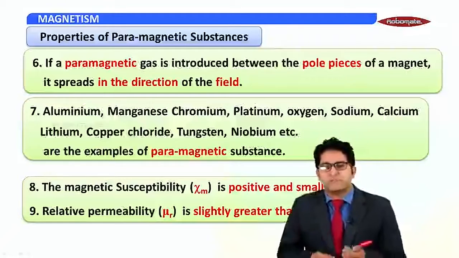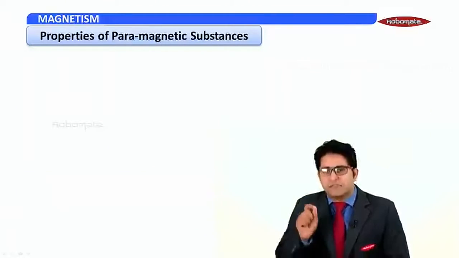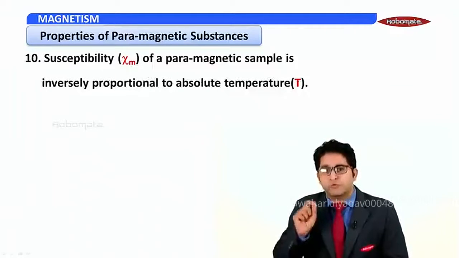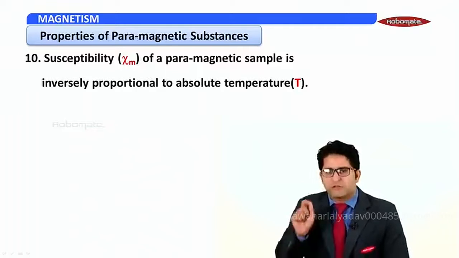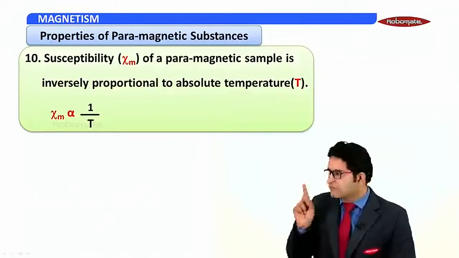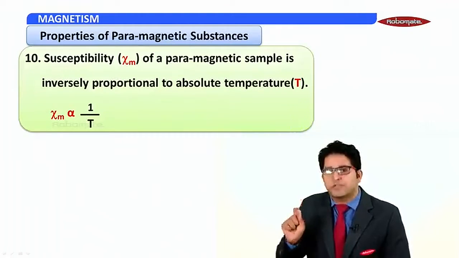For a paramagnetic substance, the magnetic susceptibility is inversely proportional to absolute temperature, so I can write χm is directly proportional to 1/T. This is what we have already learned in the law called Curie's law.